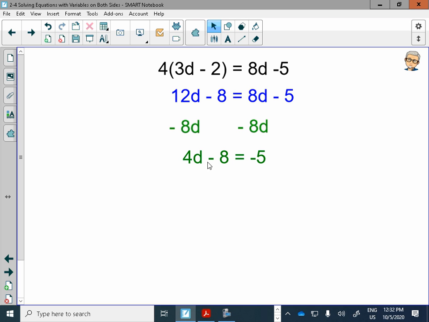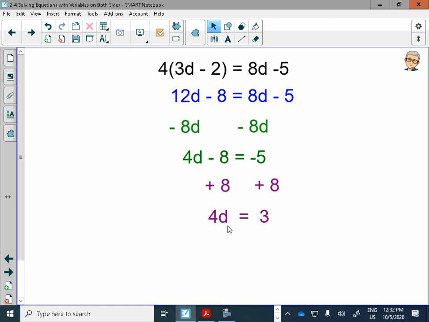So let's undo the subtract 8. Well, the inverse of subtracting 8 is to add 8. So we're going to add 8 to both sides of the equation. When we do this, on the side with the variable, negative 8, positive 8 cancel out. We've got 4d left. On the other side, we have negative 5 plus 8. So that leaves us with 4d is equal to 3.